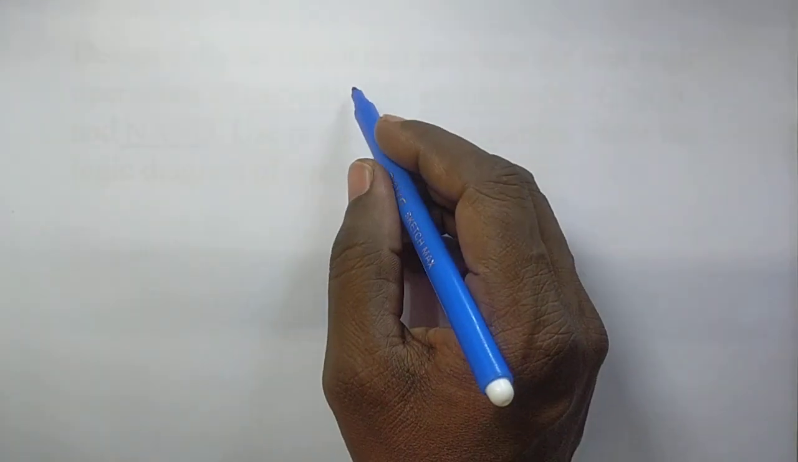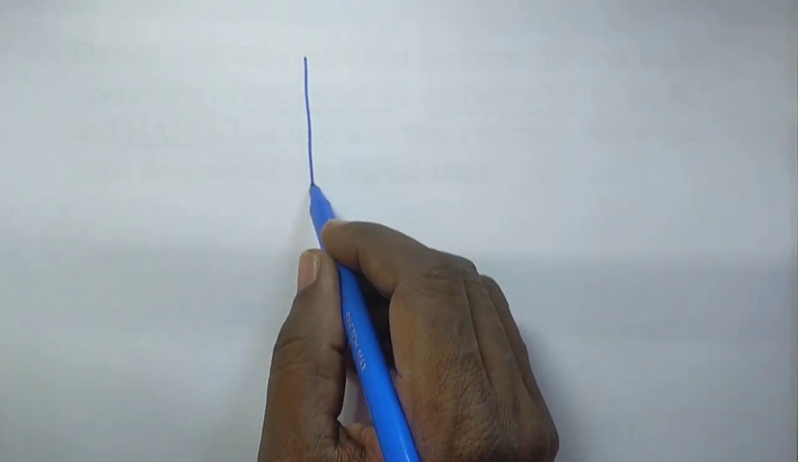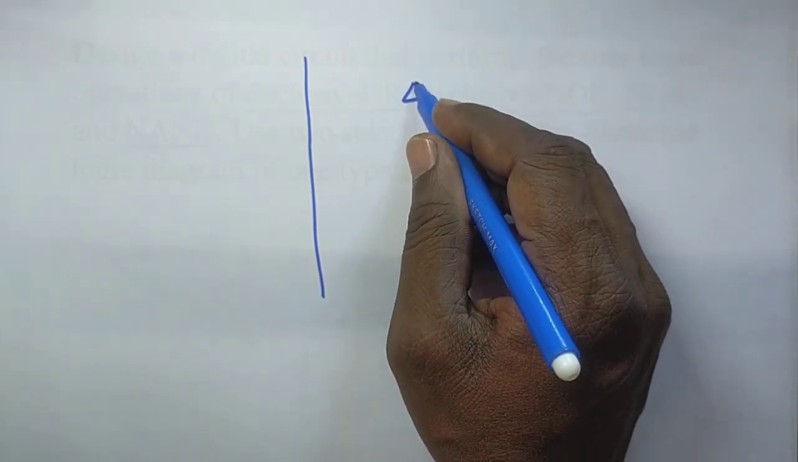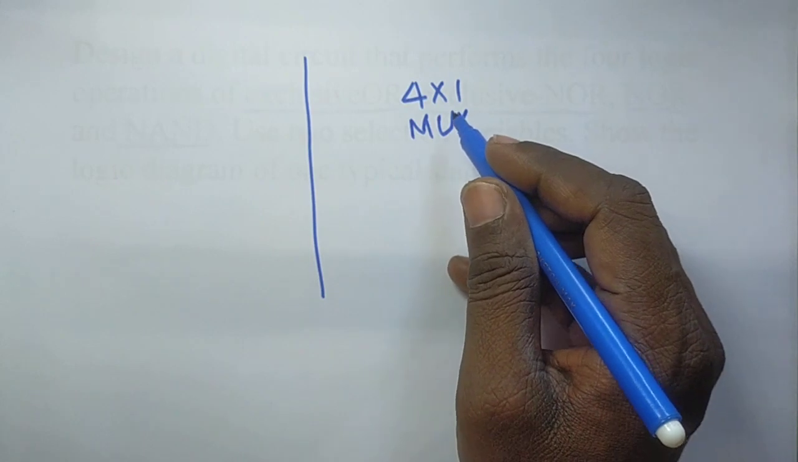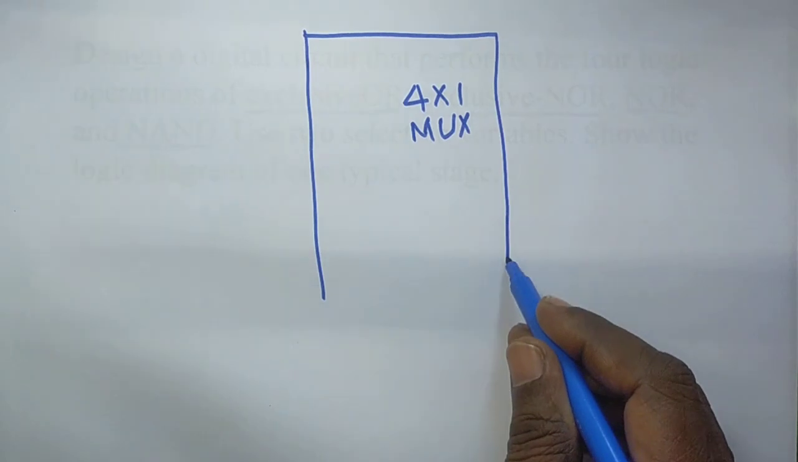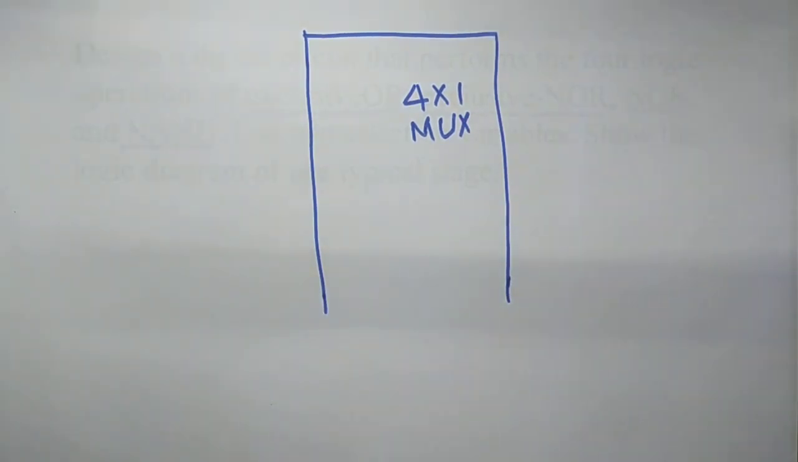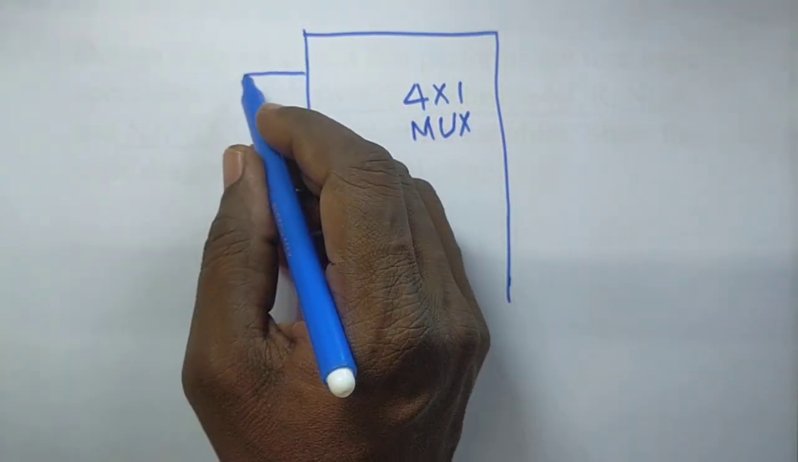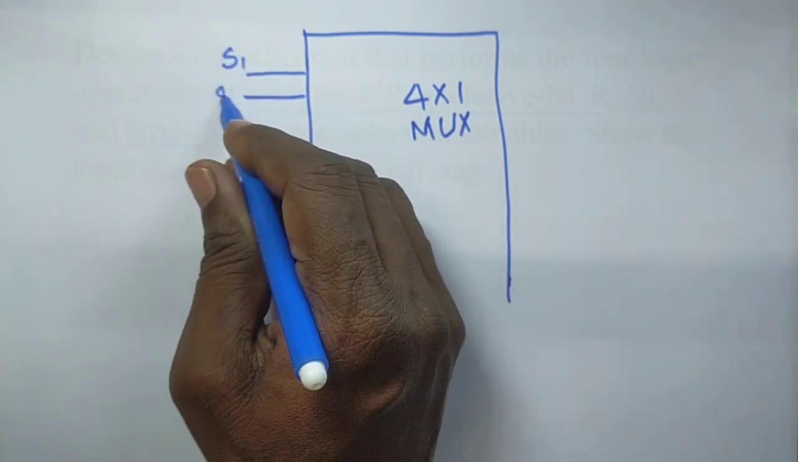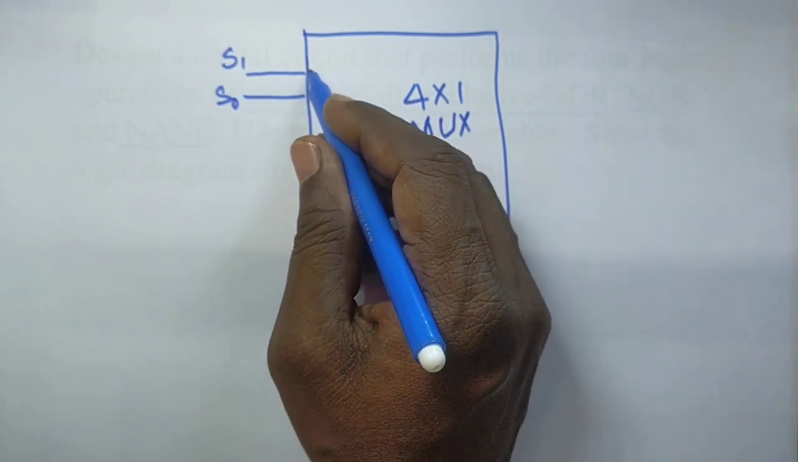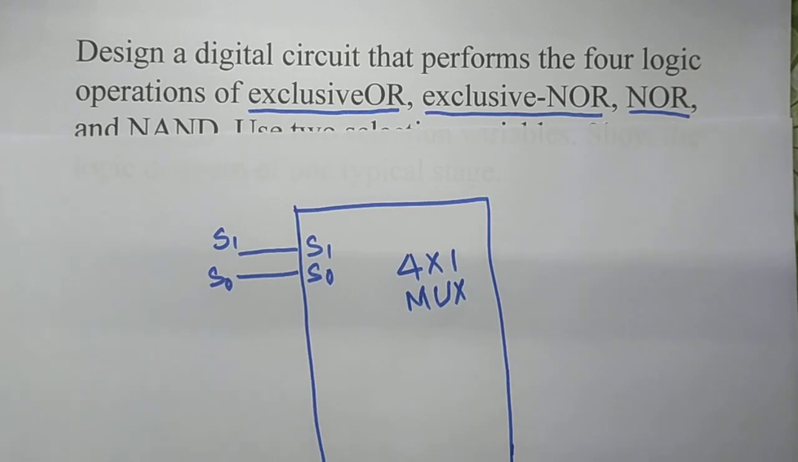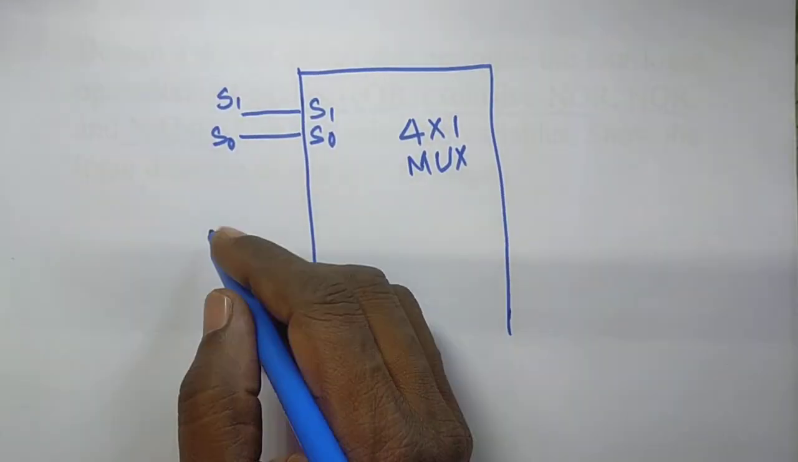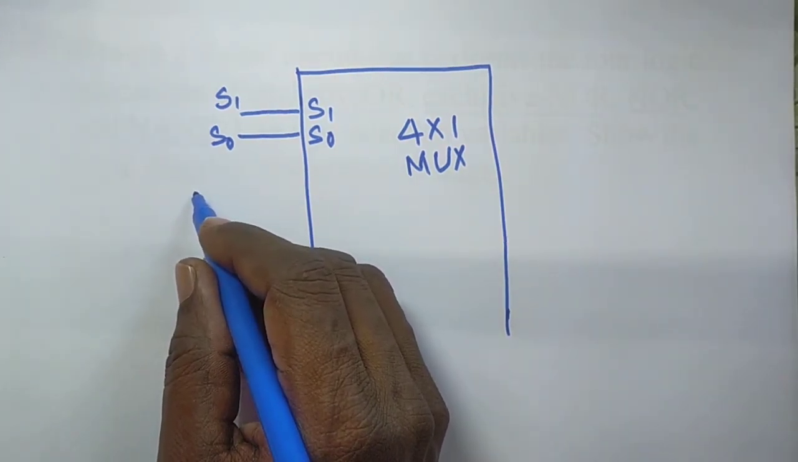First of all, since we consider four logic gates, in a very simple way we will realize them through multiplexers, a 4-1 multiplexer. The multiplexer inputs are driven by the different logic gates. Here we consider S1 and S0 as the two select inputs. Four logic gates will be considered. One is XOR, and the other XNOR.